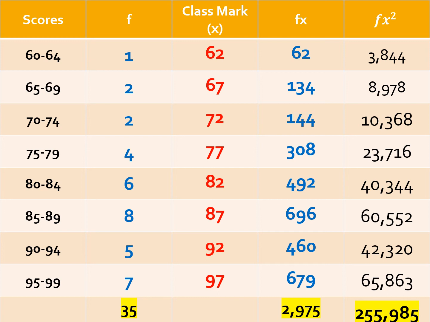Okay, using the same given, as you can notice, the first four columns are the same. And for the last column, all you need to do is multiply the third and the fourth columns. So we have 62 times 62, which gives us 3,844. 67 times 134 gives us 8,970. So if you're going to use the alternative method, you will only need 5 columns, and only the fifth column is what you will compute.